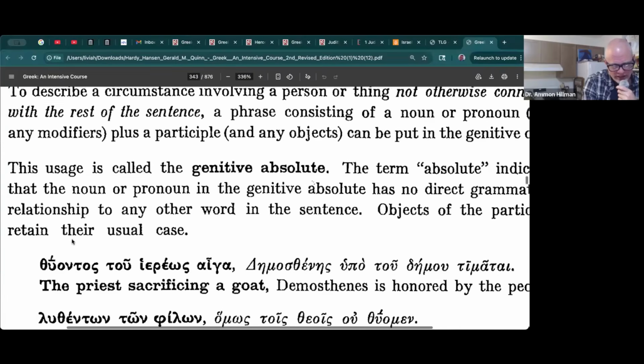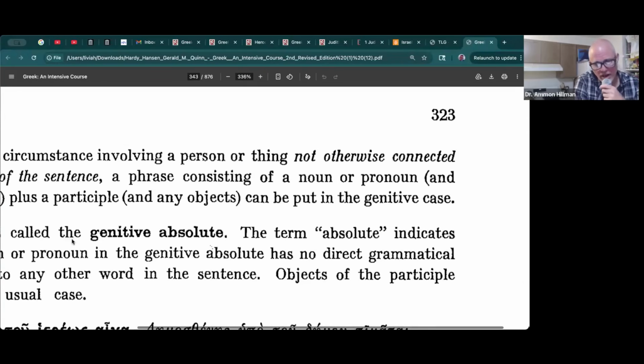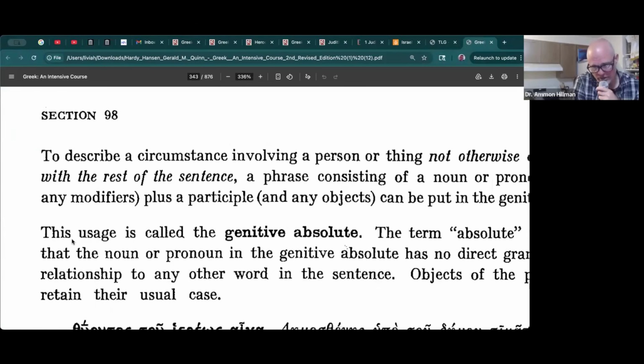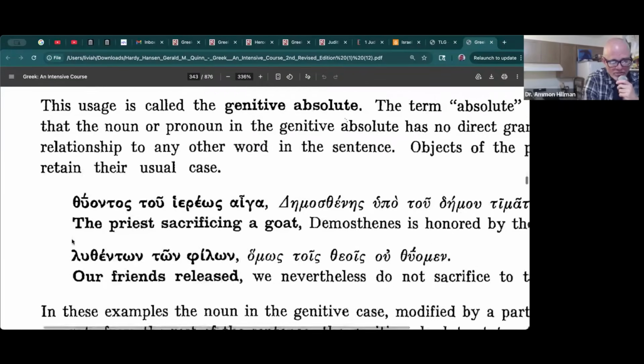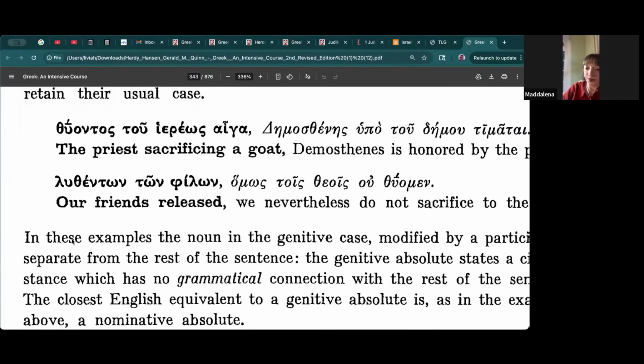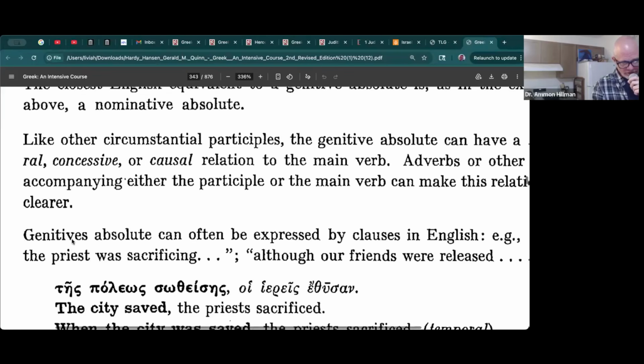It's trying to explain to you, to describe a circumstance involving a person or thing not otherwise connected with the rest of the sentence. It's completely independent. Grammatically, it has nothing to do with it, but it's going to explain the environment. So you can see why Galen loves to use these things, because he loves to put extra emphasis on what's going on around the main verb. Under these circumstances, this drug does this and that. So he's using those genitive absolutes all the time. It's his favorite.